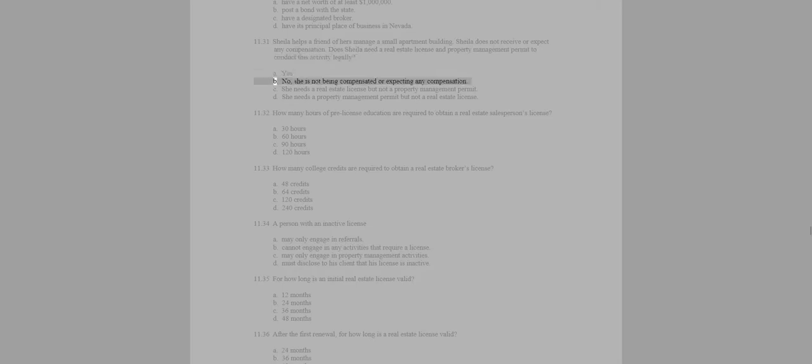A. Yes. B. No, she is not being compensated or expecting any compensation. C. She needs a real estate license but not a property management permit. D. She needs a property management permit but not a real estate license.